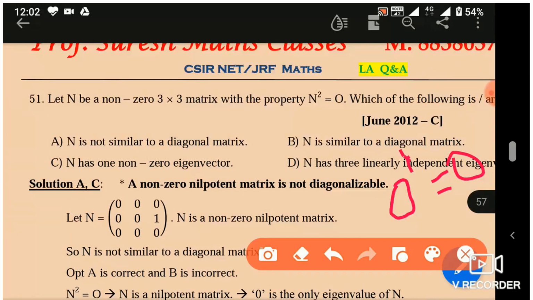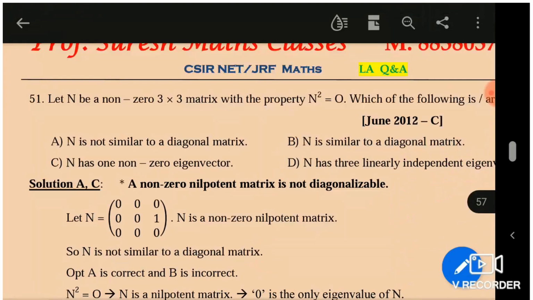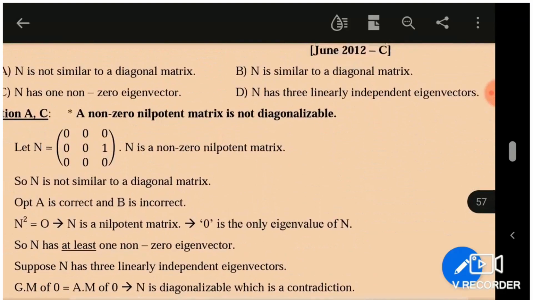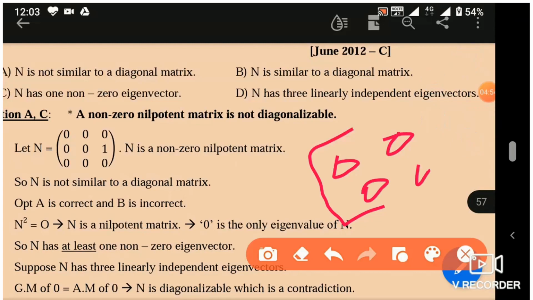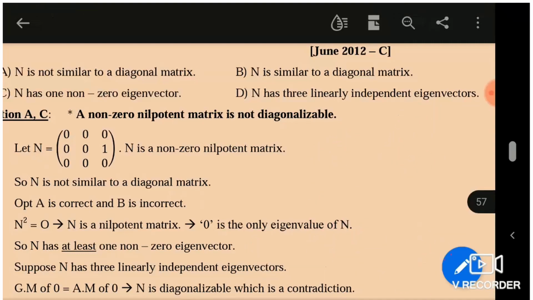Whether it is diagonalizable or not, 0 matrix is a diagonal matrix, right? For example, if you take only a 2 cross 2 matrix like this, 4 zeros, whether it is diagonalizable or not, already here two zeros are there, so it is a diagonal matrix. So a diagonal matrix is diagonalizable. So the zero nilpotent matrix is always diagonalizable, but a non-zero nilpotent matrix is not diagonalizable.